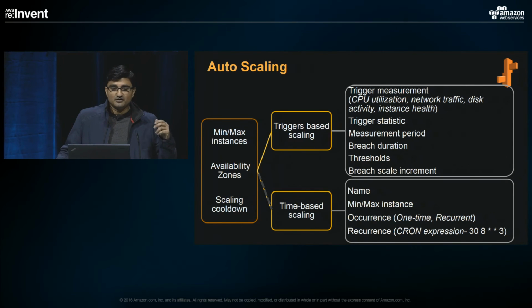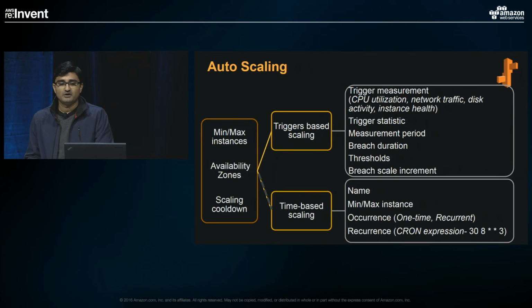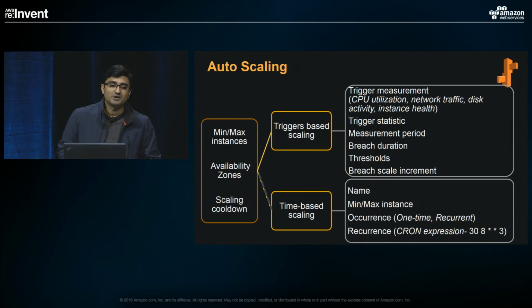If you see at the start of the tree, or the root of the tree, you have a few default configuration elements: minimum, maximum instances, availability zone, scaling, cooldown. So autoscaling works with CloudWatch to retrieve the metrics for the instances running our application and also monitor the health of each instance.